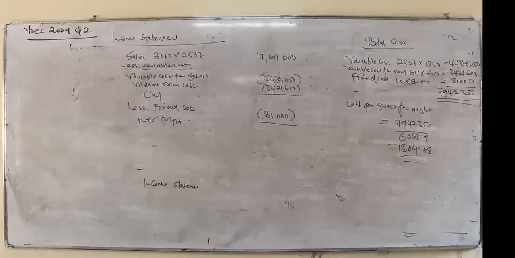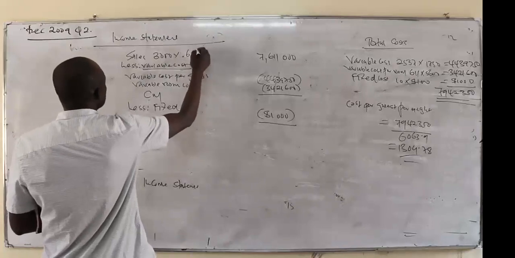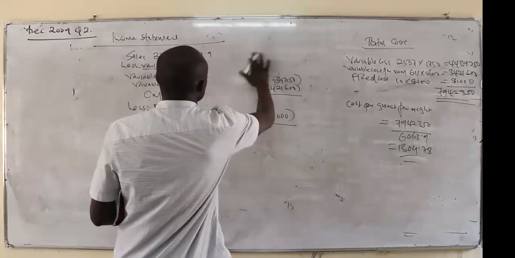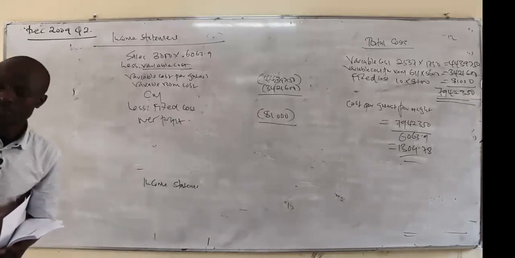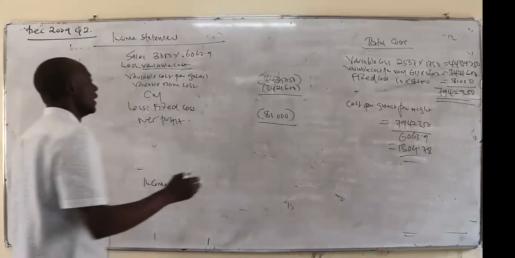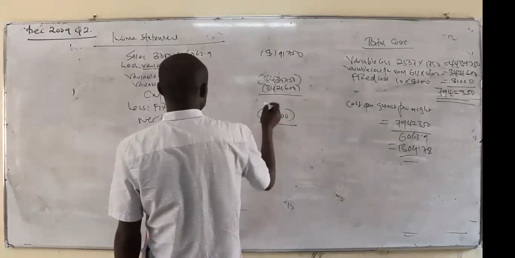tulipata private guests walikuwa ngapi? Guest nights zilikuwa ngapi? Those are the guest nights, isn't it? So here I was supposed to multiply here by 60.9. Those are the guest nights. So this figure here will be $18,191,700. So I think this one contribution, this will be the right.